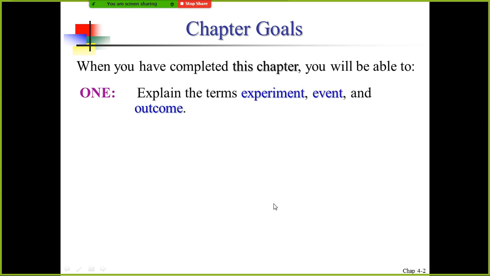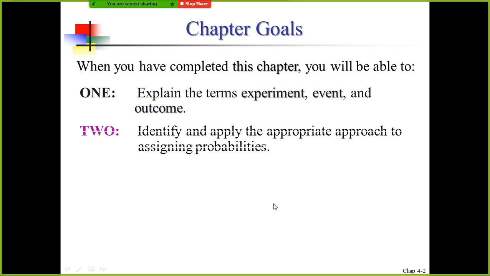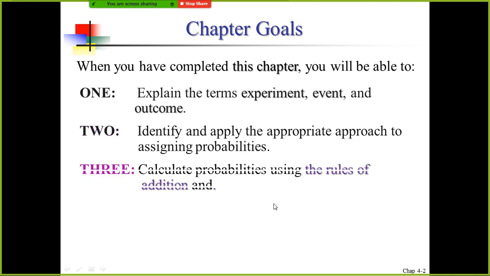So again, you need to explain the keywords: what does experiment mean? What does event mean? What does outcome mean? In order to apply the appropriate approach to assigning probabilities, we need to know how to identify the technique or approach to the probability problems that we experience. We can calculate probability by using the rules of addition.